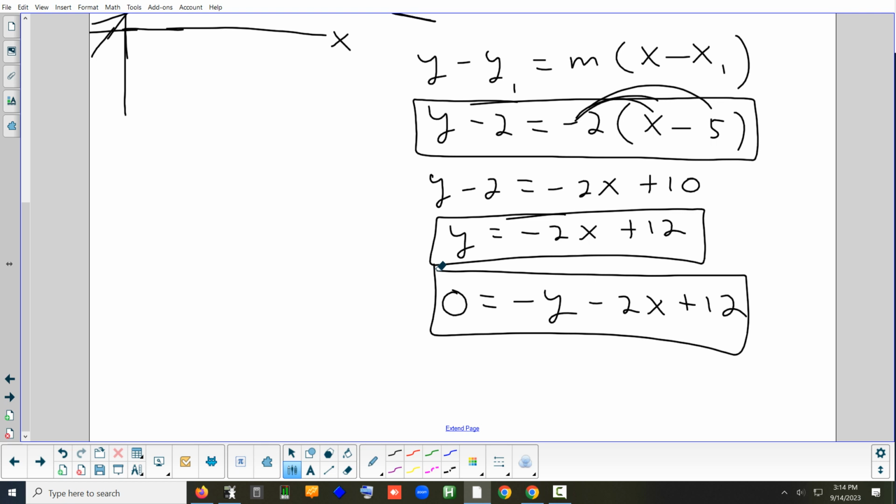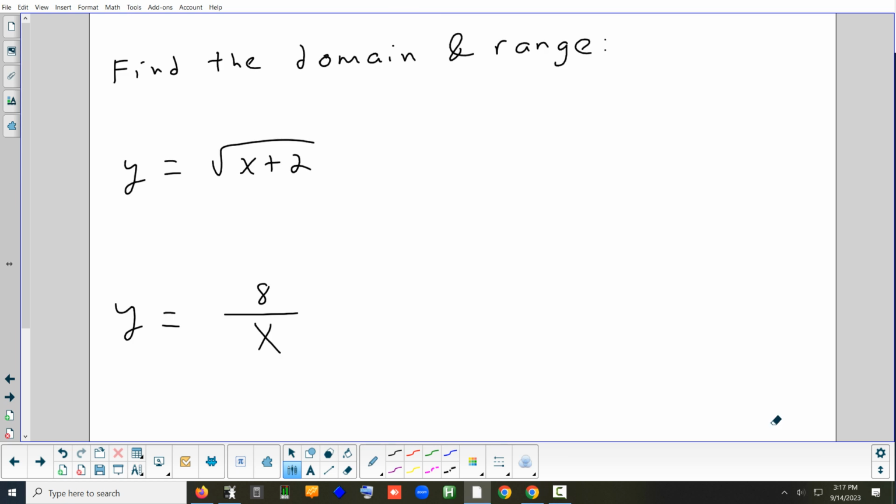So on the test, you're going to see a little bit of all of these. There will be some where you put it all on one side, and then there'll be some where you can write the answer like as y equals mx plus b. Any question on any 3 of those? Okay, so that pretty much covers the line.